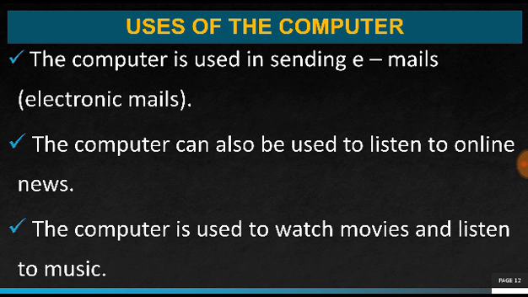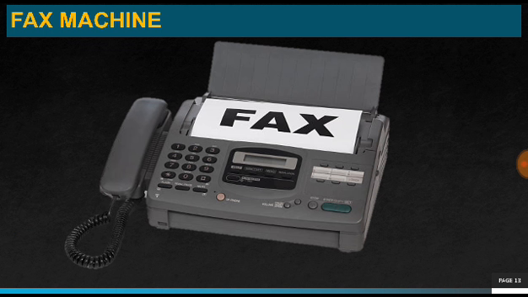The next one, the computer is used to watch movies and listen to music. At that time we said some of the sources of information are movies and also music. Therefore, we can use the computer in watching movies and listening to music, whereby we can get information from the movies and the music.